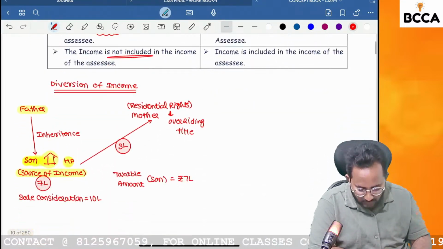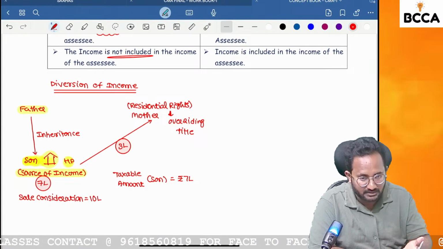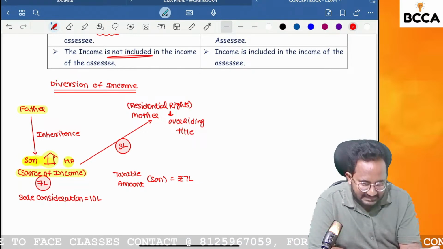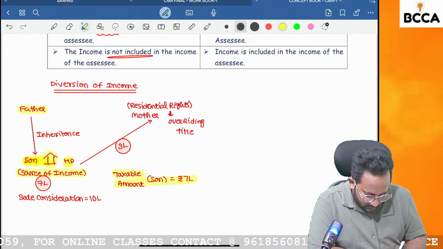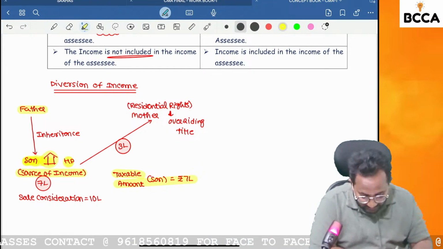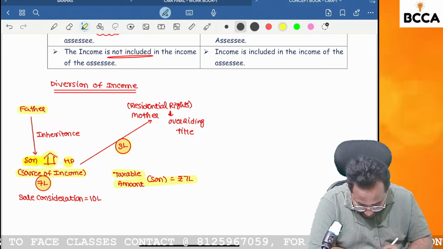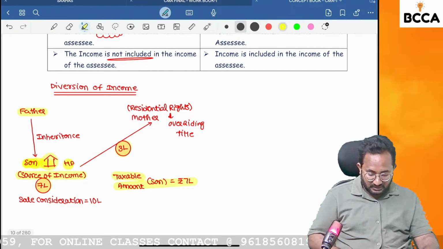So why do I need to pay tax on 10 lakh? Because I have already given how much amount to my mother? 3 lakhs. Maybe on 3 lakhs, she needs to pay the tax. So what is the total income? In my hands, whatever income is diverted from my source of income is not included in my total income. So please try to copy the diversion of income example.